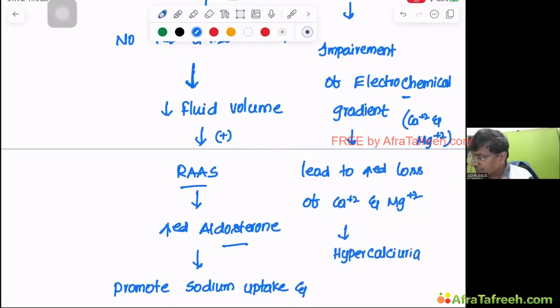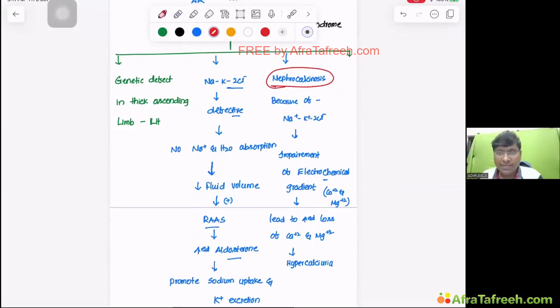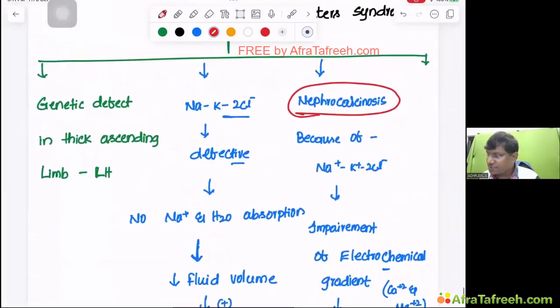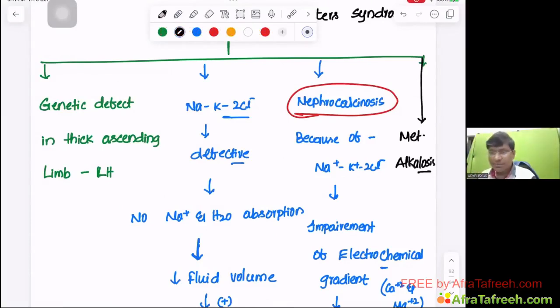Right? There is hypercalciuria. And this hypercalciuria is what is responsible for the development of nephrocalcinosis. So these are all the abnormalities that you will have in these patients. And the next point is, if you do ABG in these patients, what does the ABG show? ABG will show that there is metabolic alkalosis. Why is there metabolic alkalosis? Because H+ is excreted out. So there is hypokalemic metabolic alkalosis secondary to secondary hyperaldosteronism.